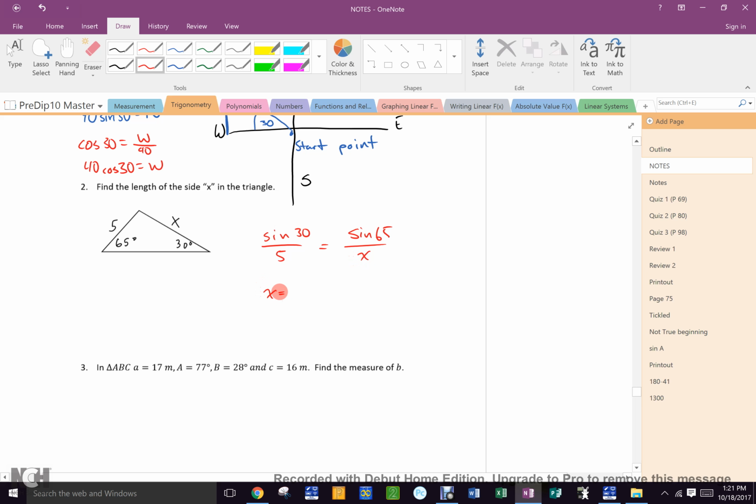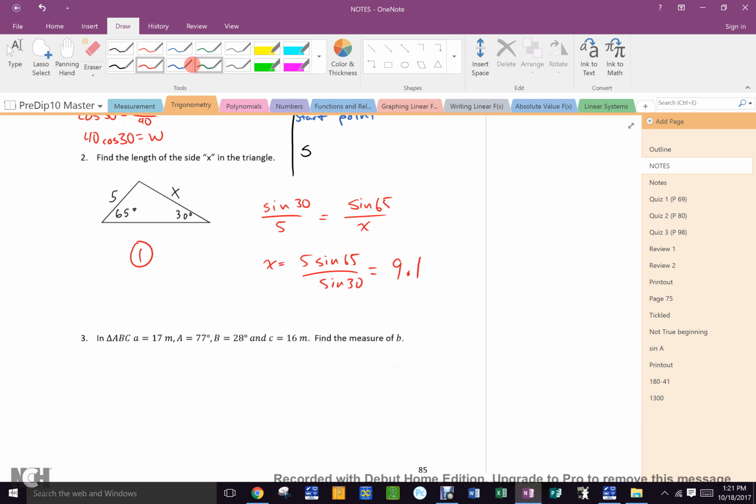Harmon, what's your answer? You're talking to Alicia, so you must have an answer for me. What's your answer to number 2? It's 9? Okay. Which is 5 times sine 65 divided by sine 30 to get 9.0. Let's check. 9.1. Aces. That will be worth 1 mark because you only use sine law once.